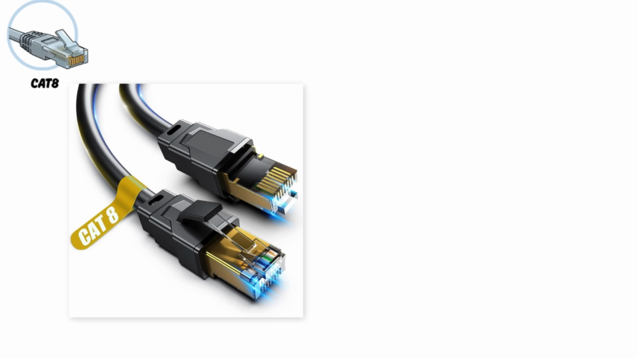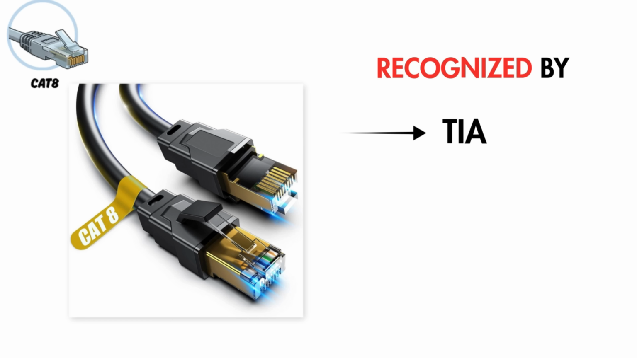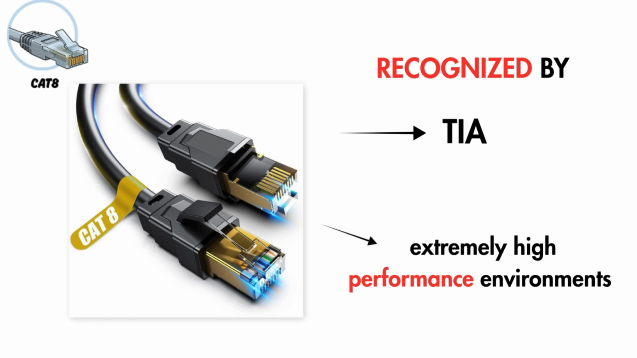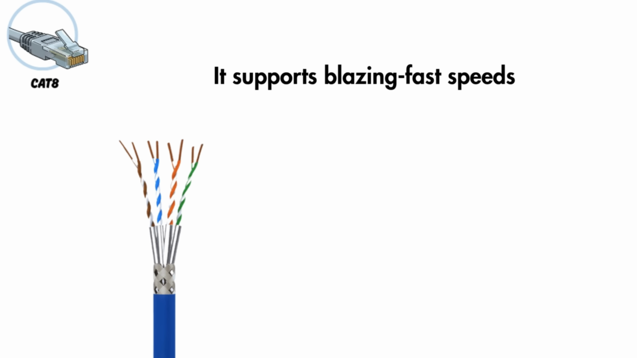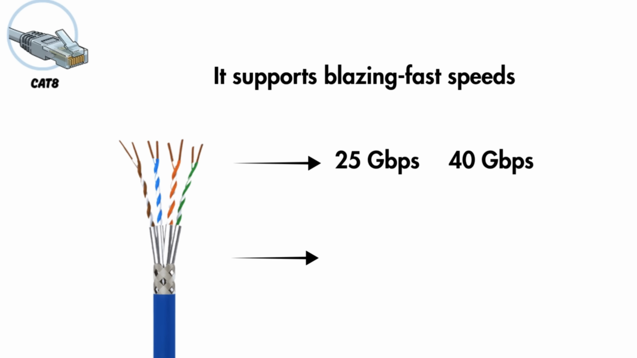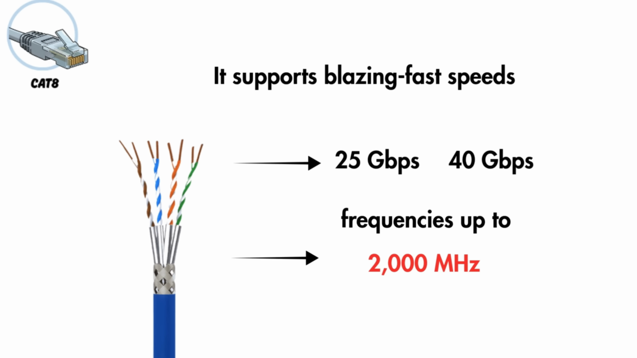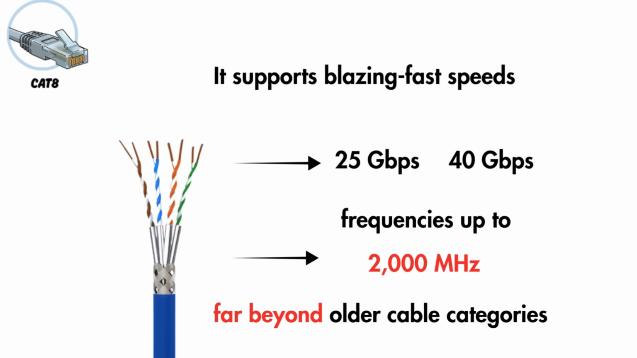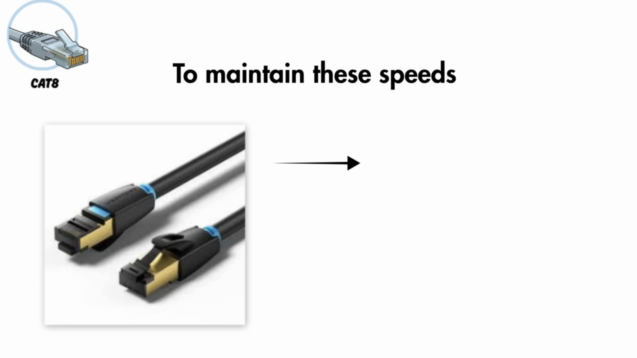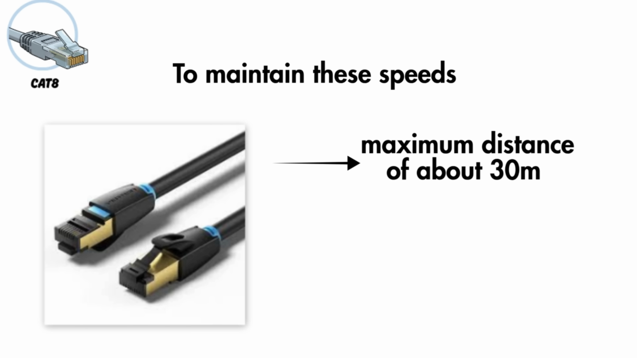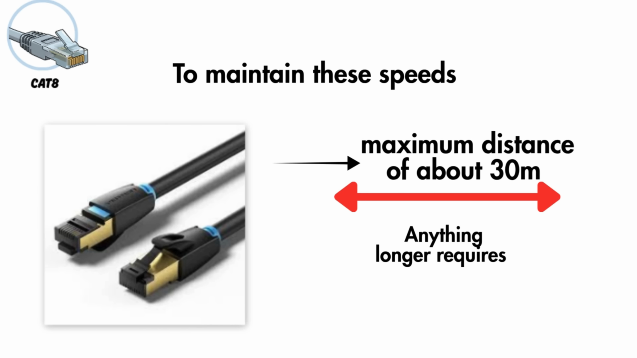Cat 8 is the newest copper Ethernet cable standard officially recognized by the TIA and is built for extremely high-performance environments like data centers. It supports blazing fast speeds of 25 and 40 gigabits, operating at frequencies up to 2,000 megahertz, far beyond older cable categories. To maintain these speeds, Cat 8 is limited to a maximum distance of about 30 meters. Anything longer at those rates usually requires fiber optics.